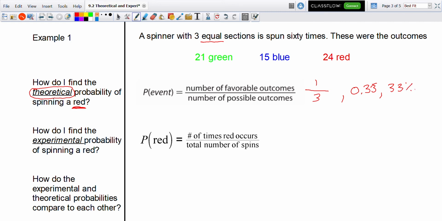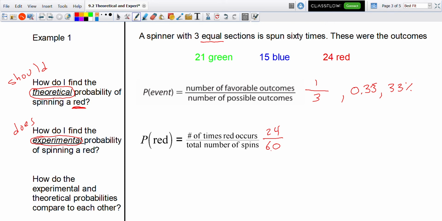Theoretically. And now we can compare that to what actually happened in the experiment, right? This one is what should happen, and this one is what actually did happen. So in the actual experiment, let's count. How many times did it land on red? That would be 24. Right? 24 red out of 60 total spins. So we're comparing the theoretical, what should have happened, a 33% chance of landing on red, compared to what actually did happen.